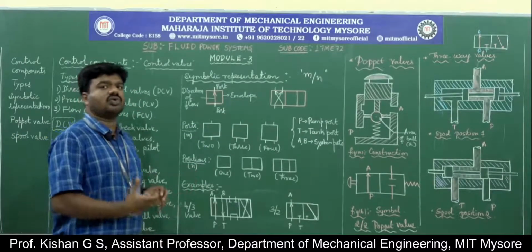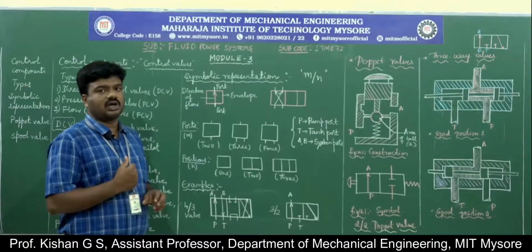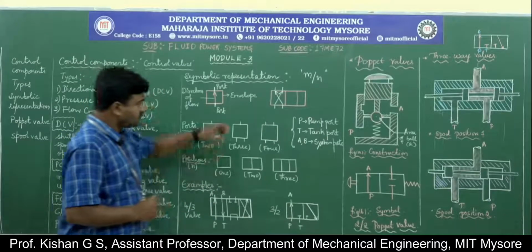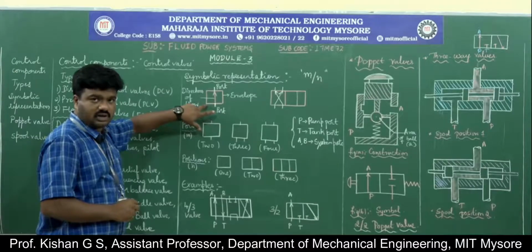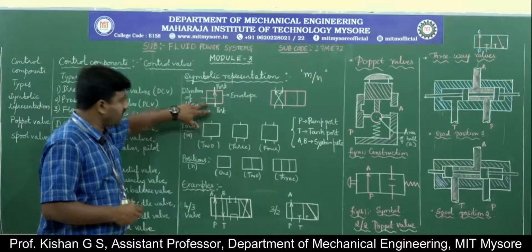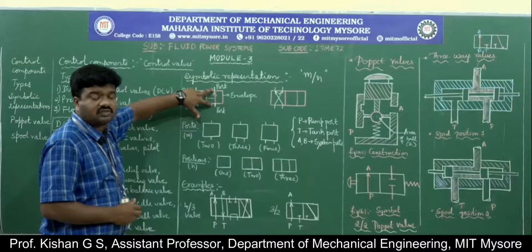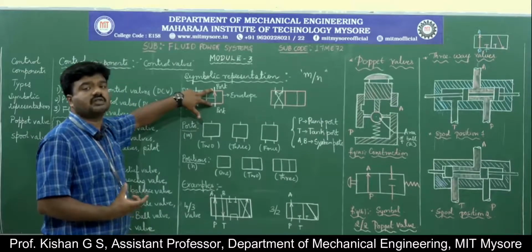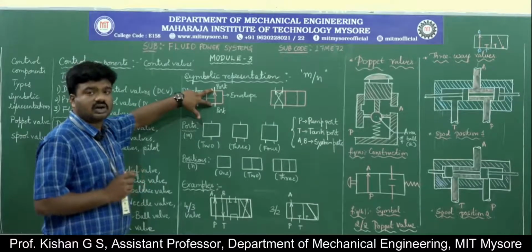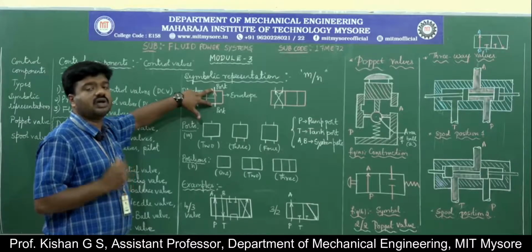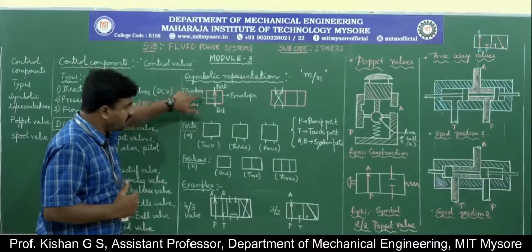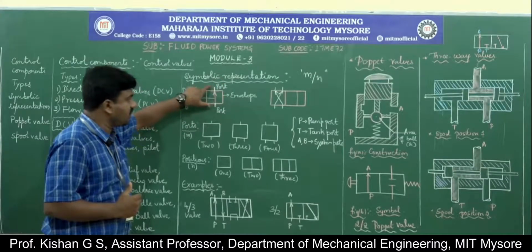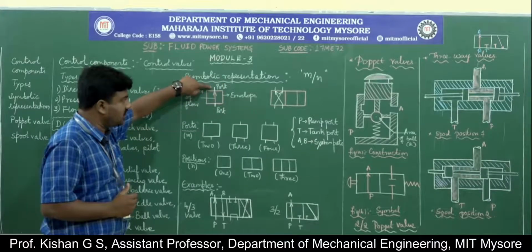So how do we understand this type of symbolic representation? Basically, we will be considering one single envelope. Within the envelope, we will have extended projection lines which represent the ports which are accountable for that particular control valve, or for that particular direction of fluid flow. So we will have one envelope, out of which we have the extended lines, which are called ports here.